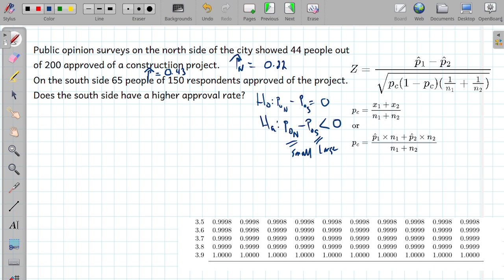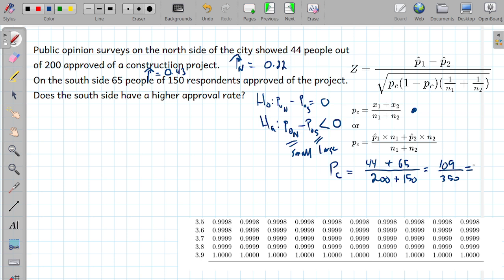Okay, now we've got to find p-c. Well, let's get p-c here. Now here we have the success conditions. I said 44 out of 200. Okay, so now we're going to use this formula here. So here's 44 out of 200. Now on the south side we had 65, and that was out of 150. So the denominator is 350 respondents, and the numerator is 109. So we need to know what that works out to.